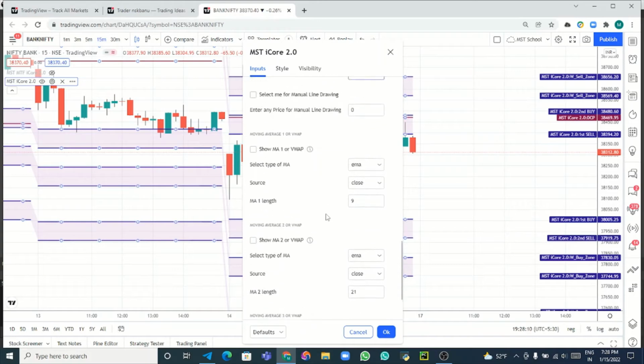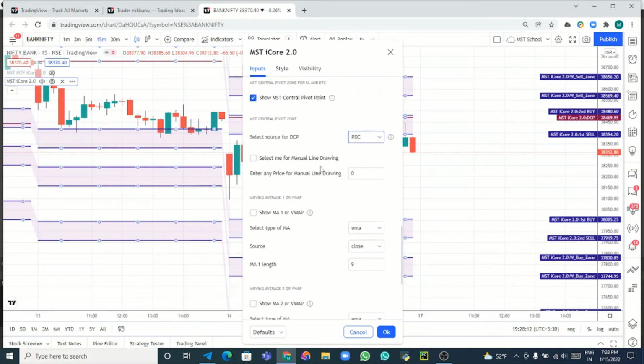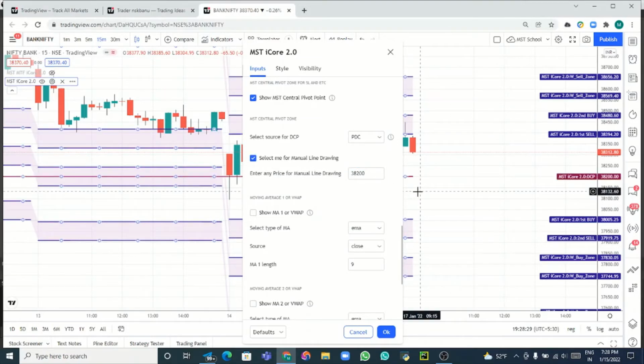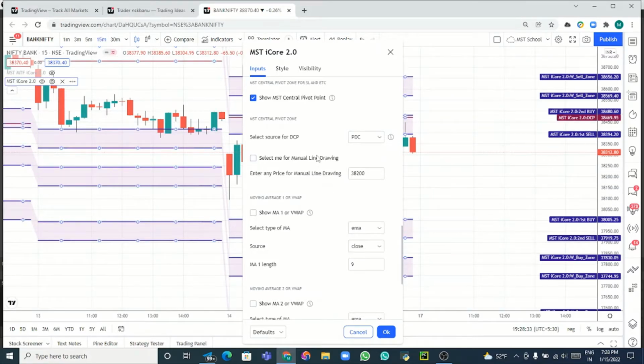And then we have given one option. If you want to draw a line at any particular price, say 38,200, then you have to enter the price 38,200 and enable this button. Automatically that line will be drawn for you. So that option we have given now.